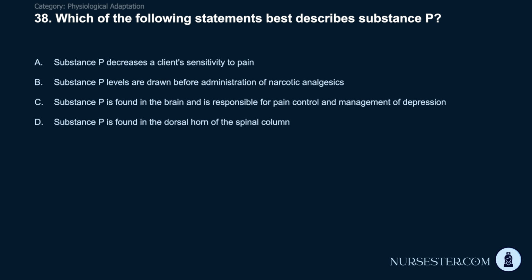38. Which of the following statements best describes substance P? A. Substance P decreases a client's sensitivity to pain. B. Substance P levels are drawn before administration of narcotic analgesics. C. Substance P is found in the brain and is responsible for pain control and management of depression. D. Substance P is found in the dorsal horn of the spinal column. Correct answer, D. Substance P is found in the dorsal horn of the spinal column.